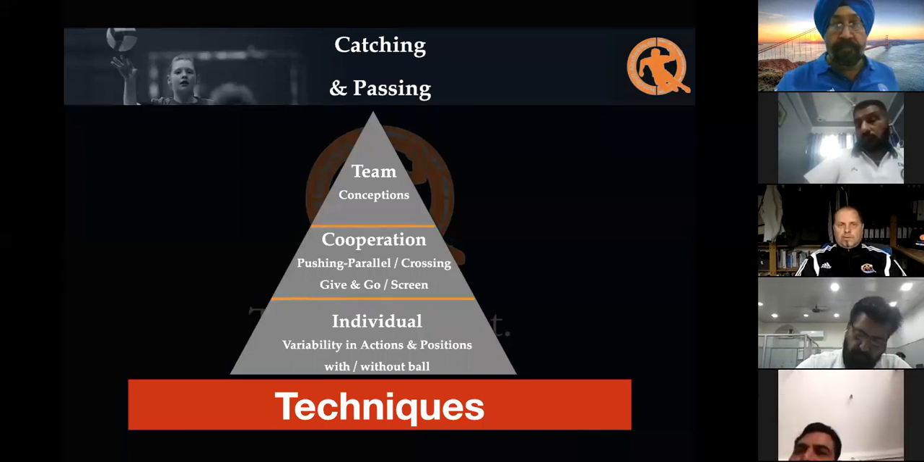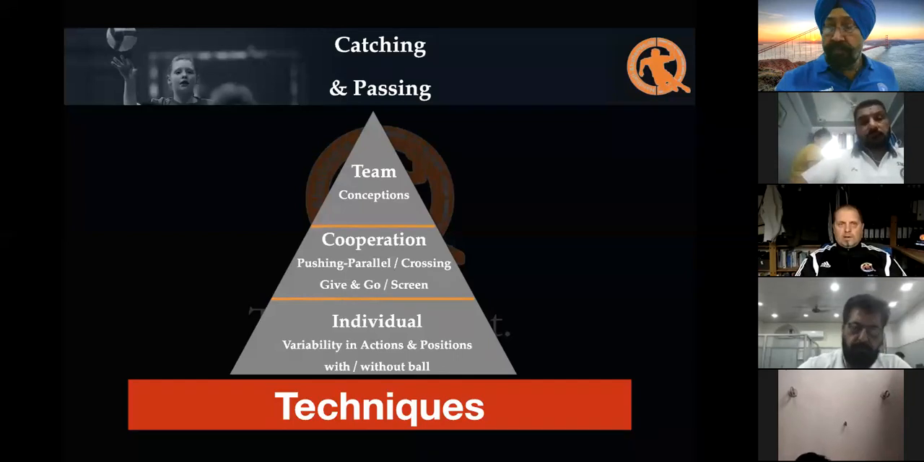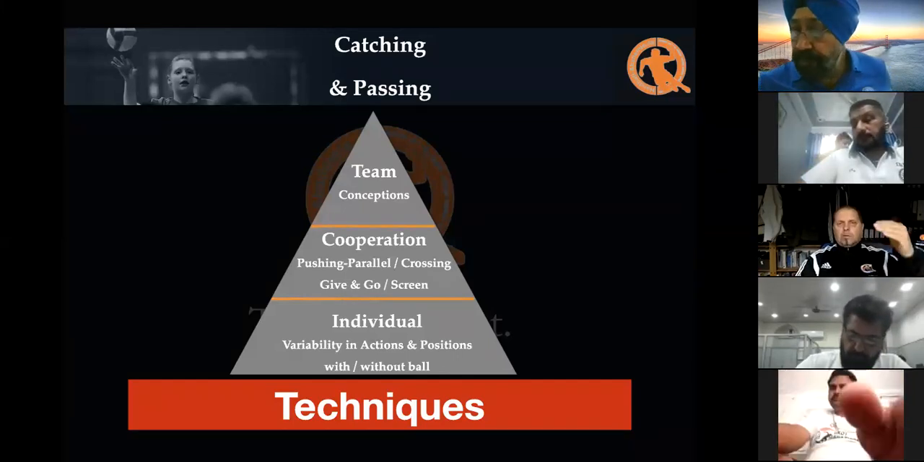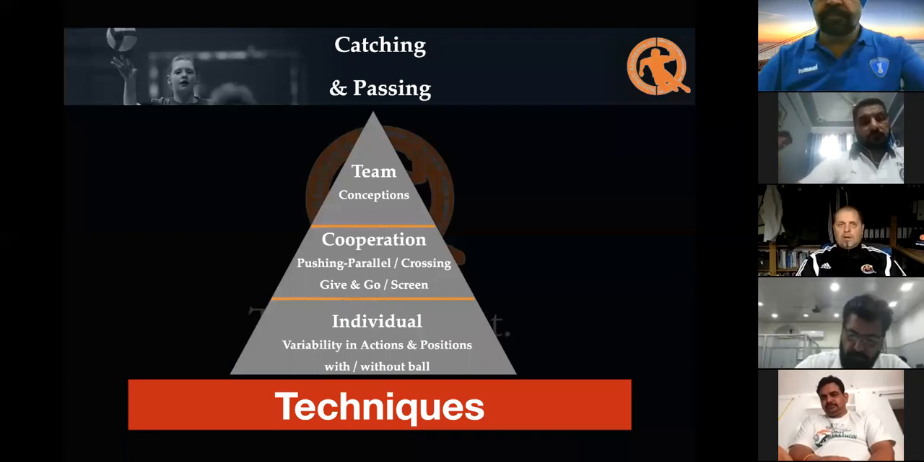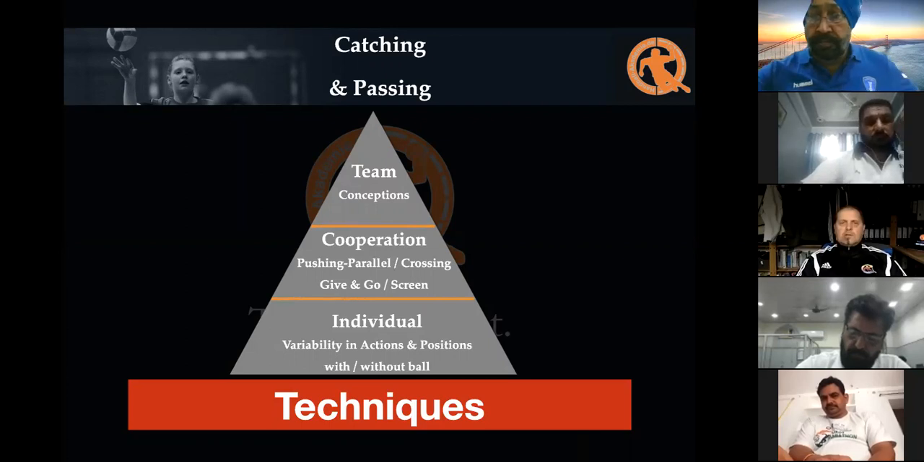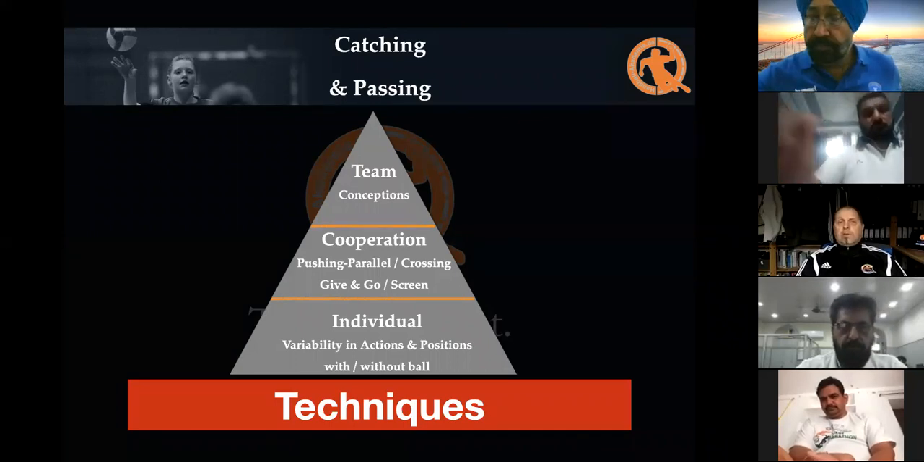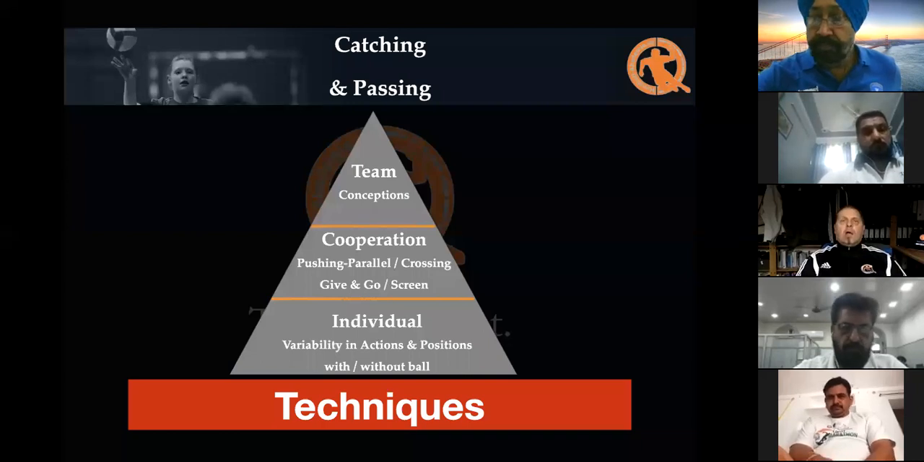3 levels of performance in attack: the individual level, the cooperation level, and the team level. And as you can imagine, the technical aspects, like catching and passing, they belong to the individual area. So the variability in positions and actions, the movements of the players with and without ball, and the cooperation between them, it depends on the technical skills and especially on how to receive the ball and how to forward it to the next player.